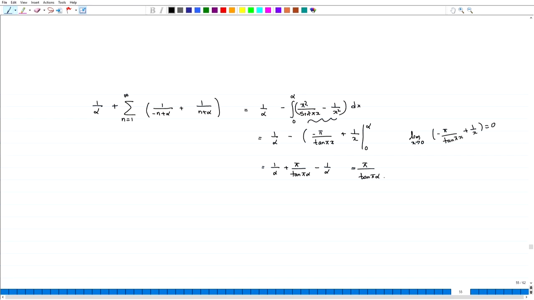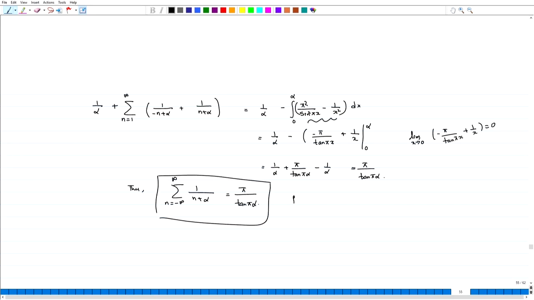So this is what we can prove, thus summation over n from minus infinity to infinity of 1 by (n plus alpha) is nothing but pi by tan pi alpha. So this is for 0 less than alpha less than 1.